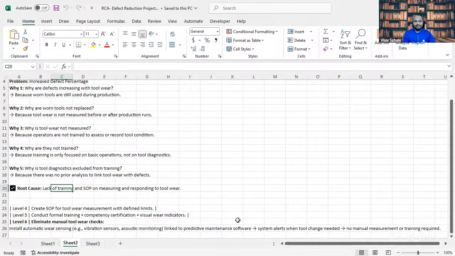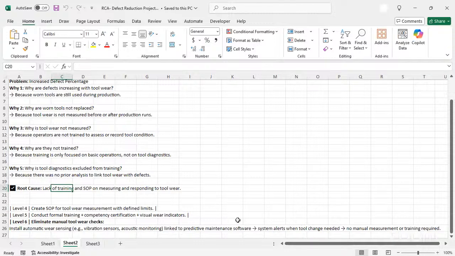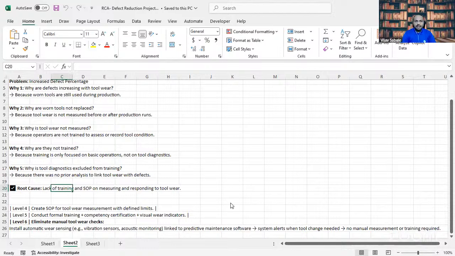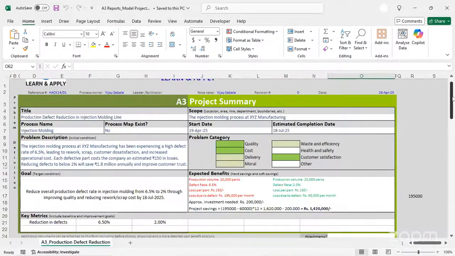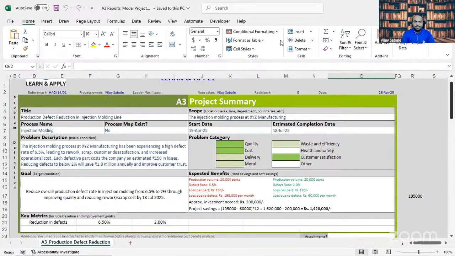Is it clear? Yes, sir. Great. Now, let me open the A3 report as well. Can you see my A3 report? I still see the spreadsheet. Okay, let me... Now I can see it. Yeah, you can see it, okay.